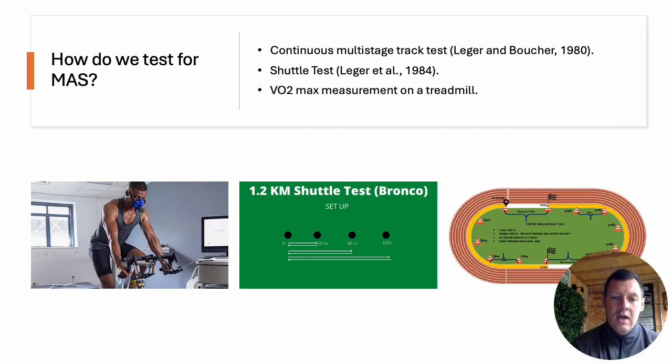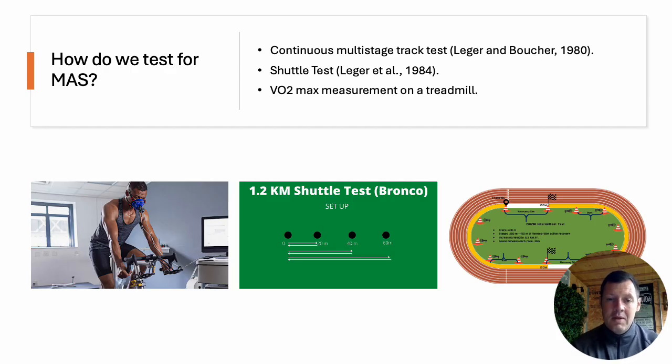There are 3 main tests that we can use. The bottom test, the VO2 max measurement on a treadmill, is probably the most unlikely unless you've got access to laboratory testing, but it can be done on a treadmill or a bike. Basically you put an oxygen mask on, you work at a certain level, and they find out what your maximum VO2 max is, but they also find out where MAS happened, so your maximal aerobic speed. Again, probably unlikely that you're going to get access to that unless you're studying at a university.